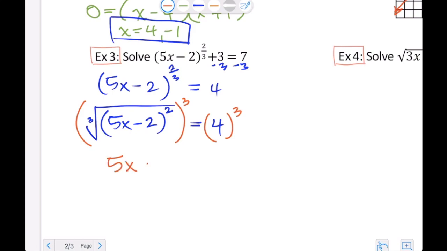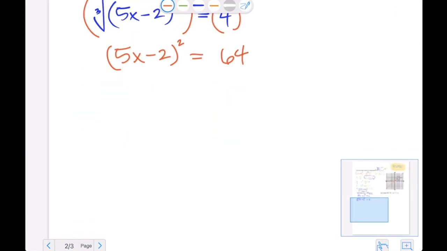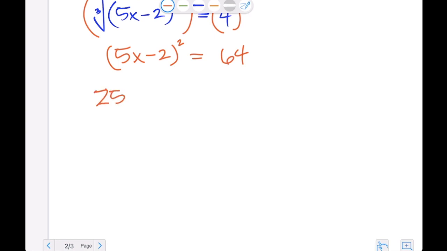At this point, we have 5x minus 2, that quantity squared because of this, is equal to 4 to the 3rd, which is 64. So now we square both sides. Remember, don't kill puppies here. It's 25x squared, so it's this squared. The last term is going to be -2 squared. The middle term is going to be this times 2. So 5 times -2 is -10. -10 times 2 is -20.